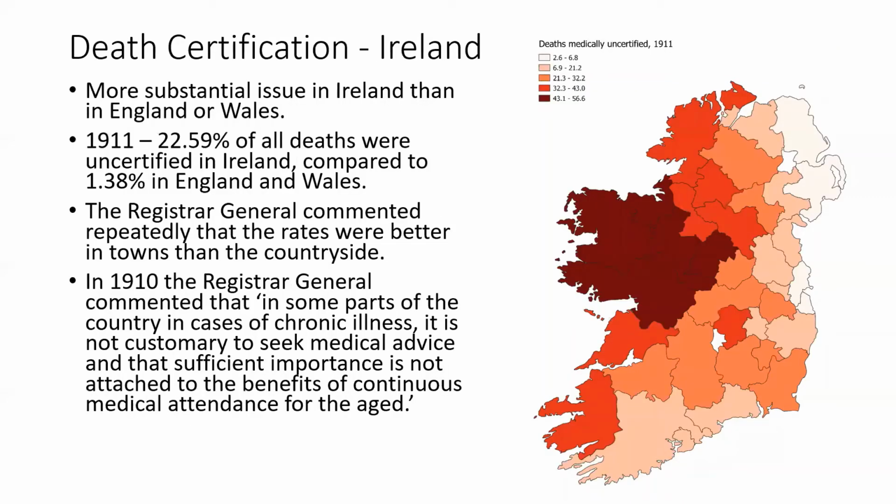In Ireland, again, the data is less good, so I can't give you the same period. But here's a map for 1911, which once again shows the very stark geographical variation, from pretty low levels of uncertified deaths in Dublin and near Belfast, and then very high in the west of Ireland, in Galway and so forth. The Registrar General in Ireland put this down to Irish reluctance to seek medical advice for chronic illnesses, or for the very old, which may be part of it. But again, I think this issue of access to medical care is clearly really important.